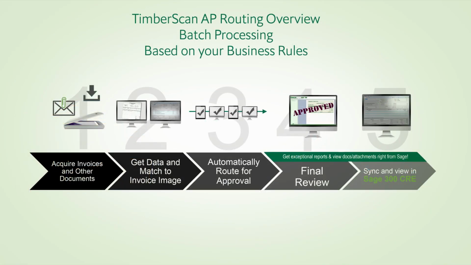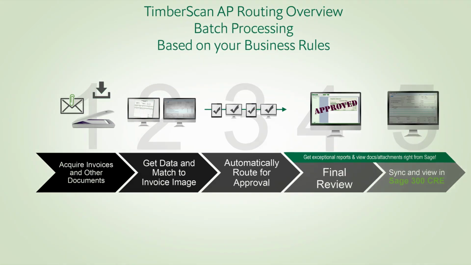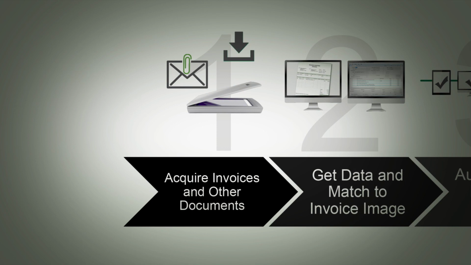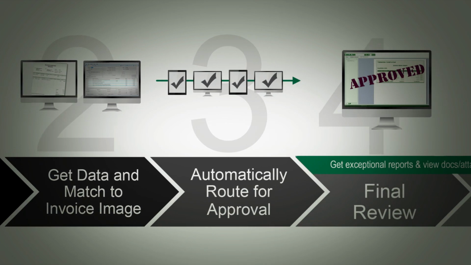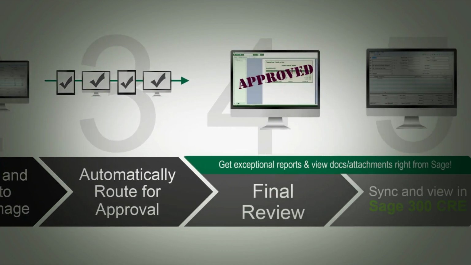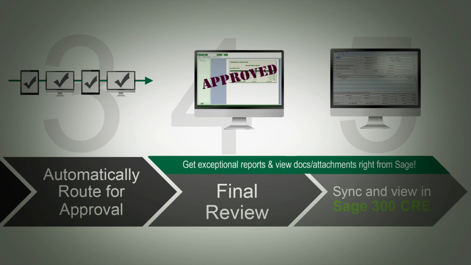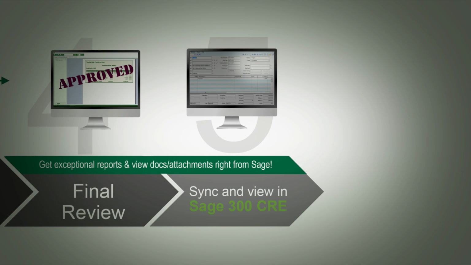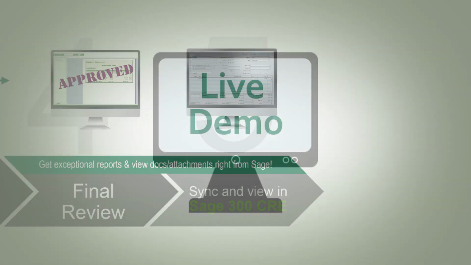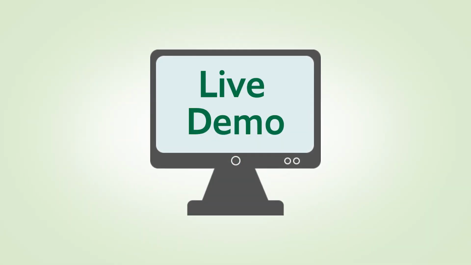The AP routing and approval process in TimberScan begins at the point where invoices arrive at your door. Invoices are initially acquired into TimberScan using a number of options. Once acquired, they are sent to data entry for processing. After invoices are initially coded, they are sent for approval. Invoices can be approved either on a desktop or remotely using a tablet. Once invoices are approved, they then flow into Sage 300 CRE, where they can be posted and checks can be cut against. Now we'll do a live demonstration of the product.